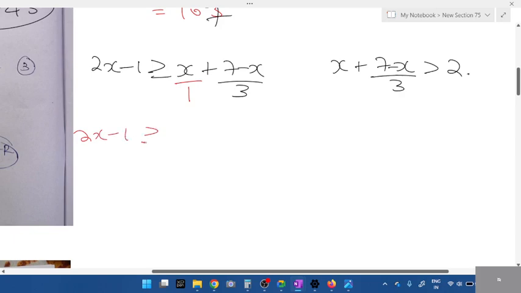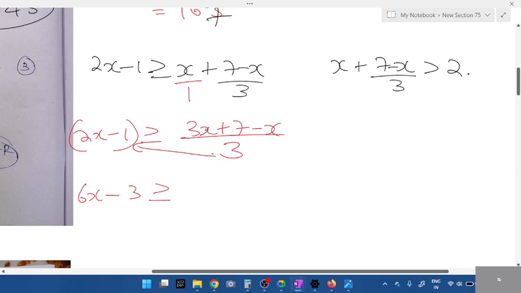2x minus 1 greater than, LCM is 3. Cross multiply. You get 3x plus 7 minus x. Then again this 3 will go to the other side. The entire value will get cross multiplied. So 3 2s are 6x minus 3. 3x minus x is 2x plus 7. Clear? In between, if you have any doubts, let me know. Next, 2x goes to 6x minus 2x, 7 plus 3.